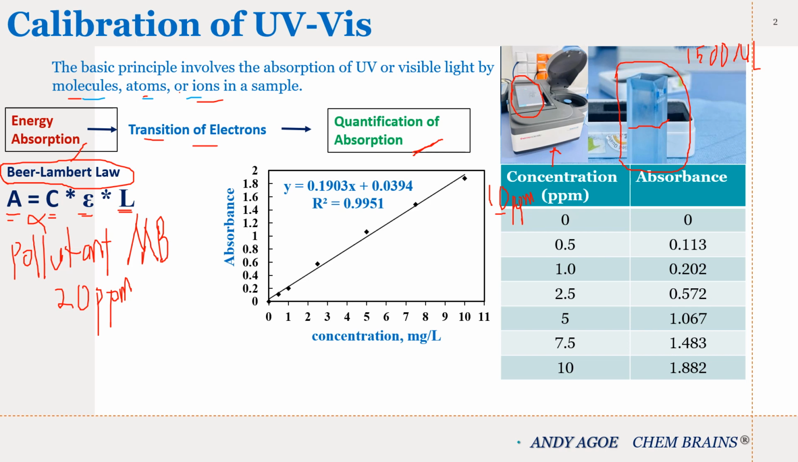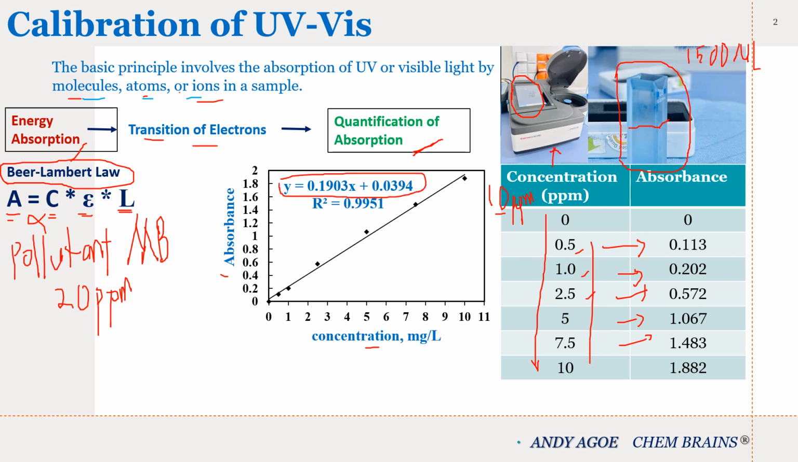Okay, now let's go straight to calibrate. It means that we need to prepare solutions in this range to know whether our instrument is working correctly. So we have 0.5, 1, 2.5. You can set your own range. Okay, then we measure our corresponding absorbance. Now what we need to do is plot a graph of absorbance against concentration. And once we do that, we get an equation of a line.